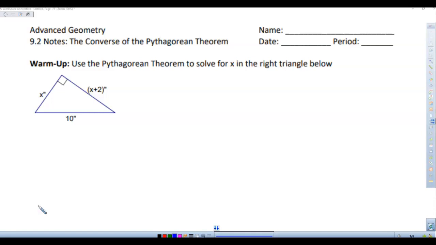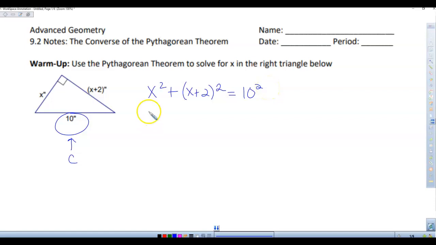So the first thing we'll do is review the Pythagorean theorem, and we'll do that with a problem like this one that will involve a quadratic that we'll need to factor. So first, to set up the Pythagorean theorem, we're going to do a squared plus b squared equals c squared. And of course, we want our c to be the longest side, the hypotenuse, I should say. So we got x squared plus (x plus 2) squared equals 10 squared.